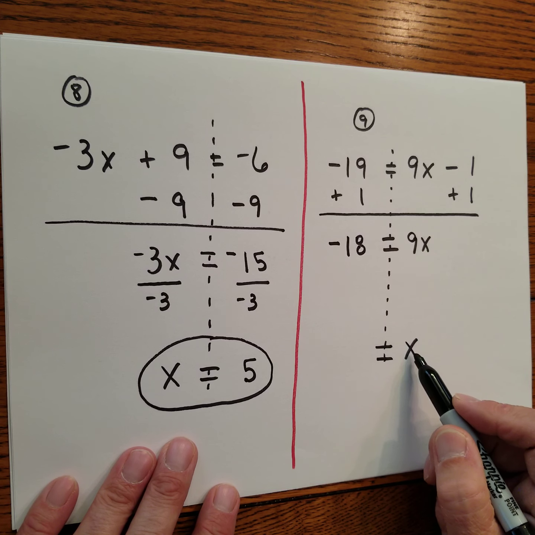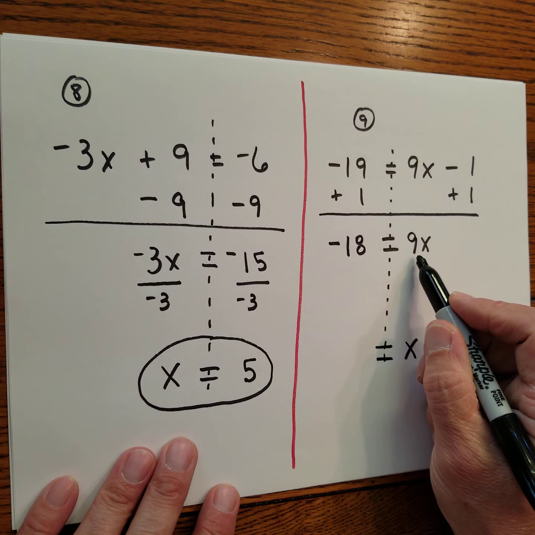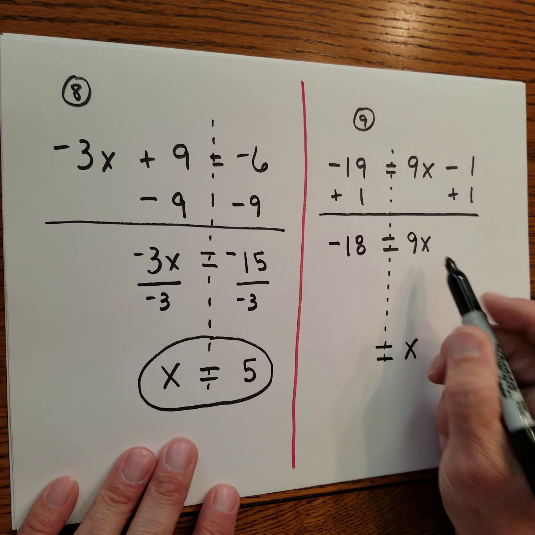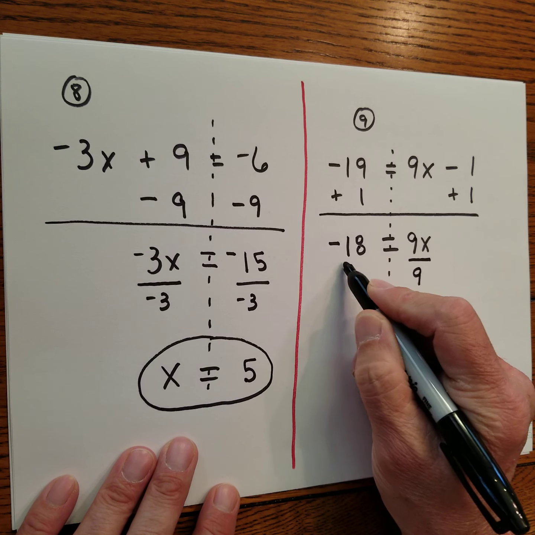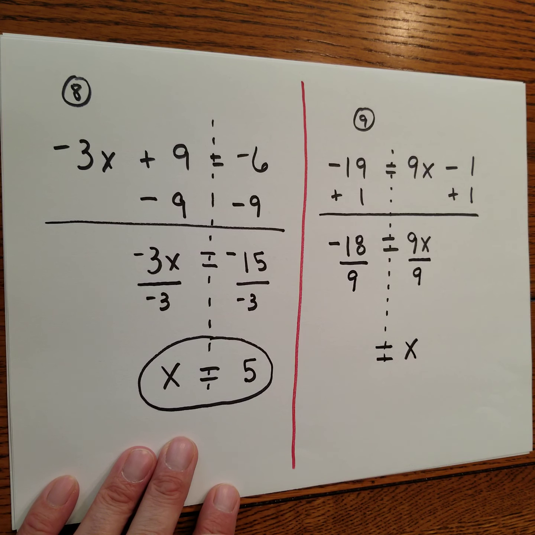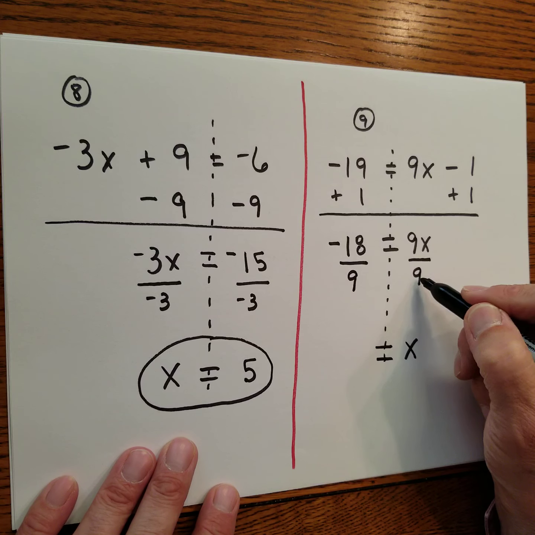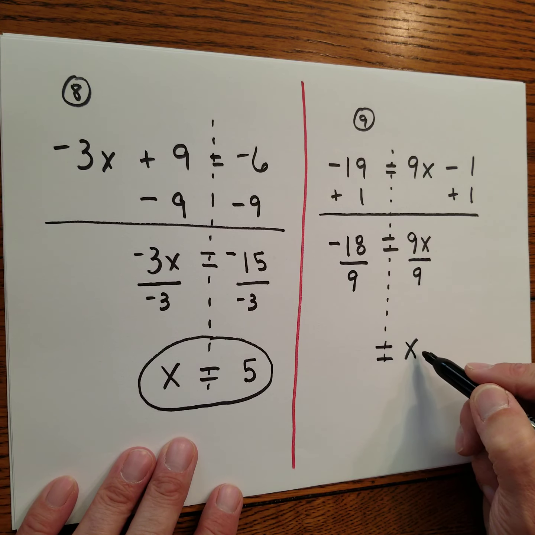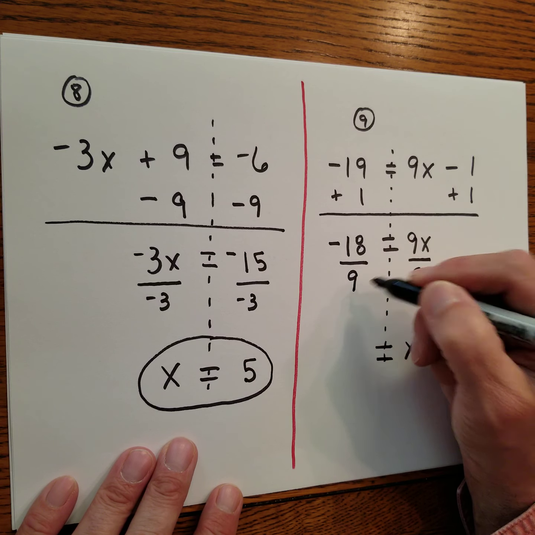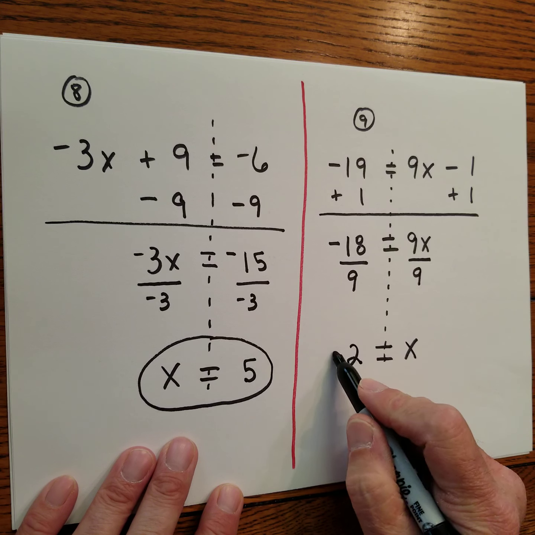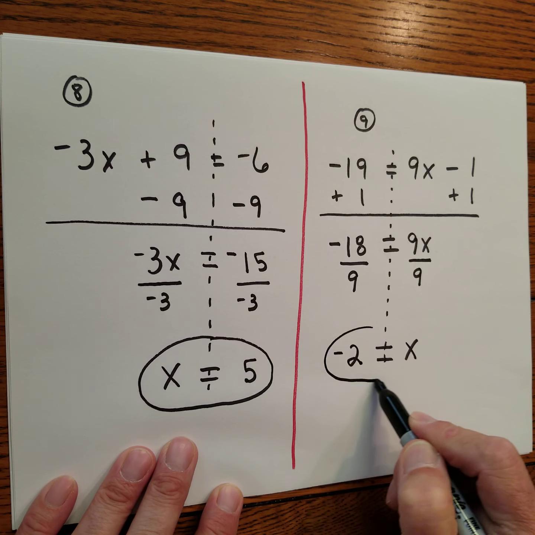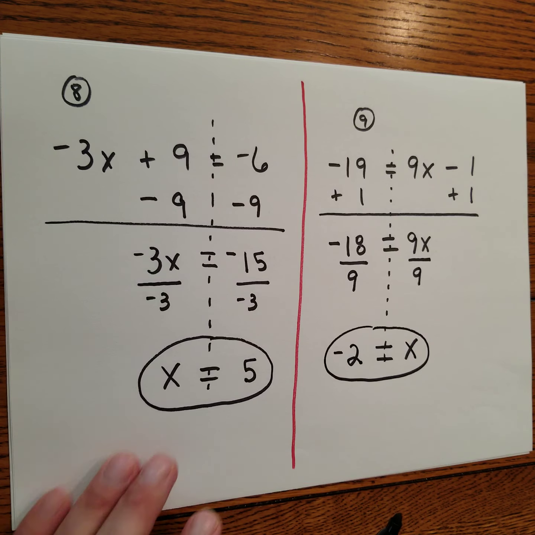Now get x by itself by getting rid of the 9. The 9 and the x are being multiplied. The inverse of multiplication is division. We'll divide both sides by 9. 9 divided by 9 is 1x. And 18 divided by 9 is 2. When you divide with one negative, your answer is negative. Circle that up. That's beautiful.